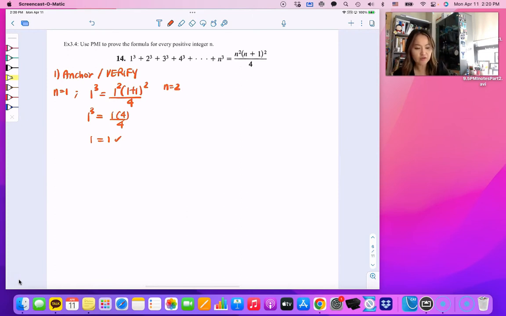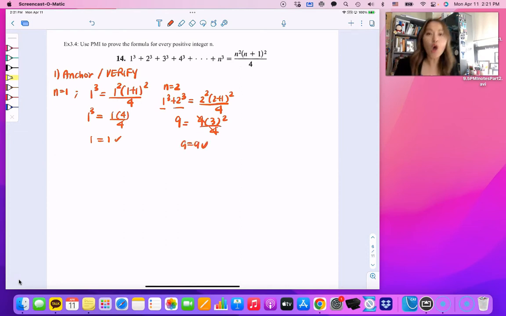n equals 2. Let's try that again. Okay, are you ready? So we're going to go 1 cubed plus 2 cubed. Does that in fact equal 2 squared times 2 plus 1 squared over 4? Let's try it, okay? 1 cubed plus 2 cubed is 9. Does that equal 4 times 3 squared over 4? 9 equals 9. You're right. It works. Holy cow! Okay? Isn't it amazing, you guys?